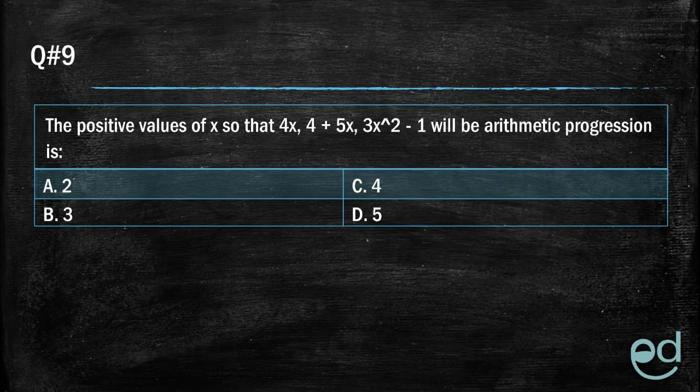Question number 9. The positive values of x so that 4x, 4 plus 5x, and 3x squared minus 1 will be arithmetic progression is A2, B3, C4, or D5. Your timer starts now.